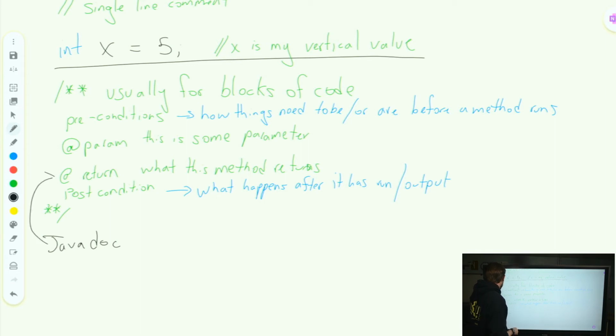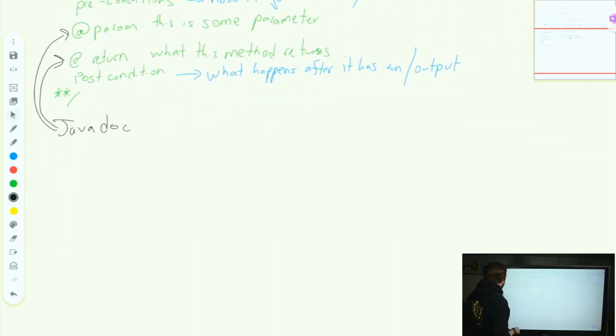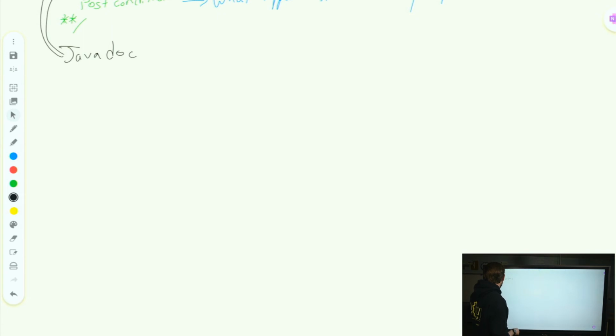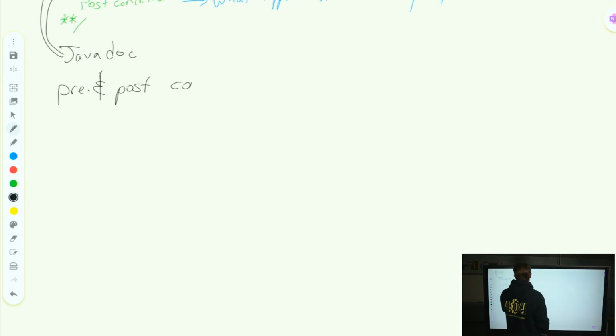Preconditions and postconditions. Why is this important? So these are Javadocs here. So pre and post conditions. Why are these an important tool? Well, there's two main reasons. The first main reason we care about pre and post conditions. So why do we care? Number one, and this is really the most important thing. This is how the AP FRQs are written.